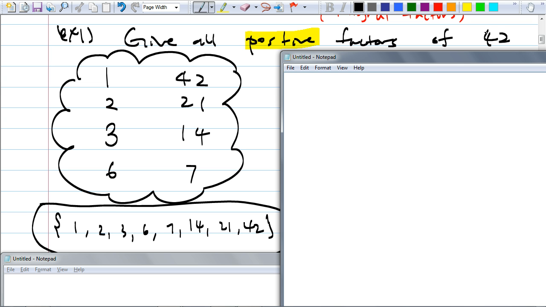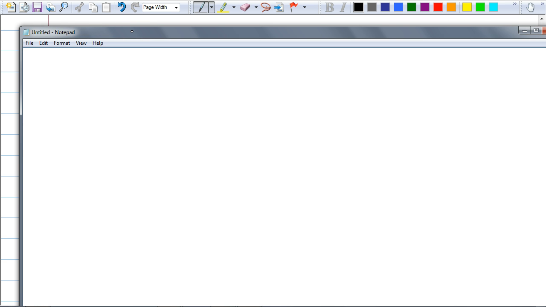Any questions? Okay. So this is one of the types of questions that they may ask today. They're going to ask, give all positive factors of some number. That's easy, isn't it? And some of these numbers, when they ask you to find the factors, you would only see that number and 1 as its factors.